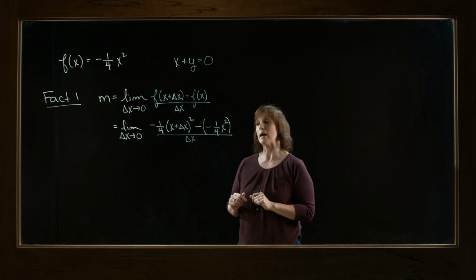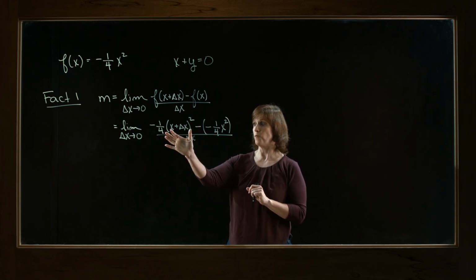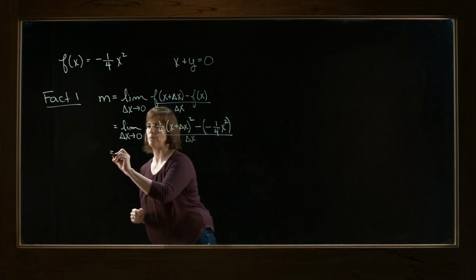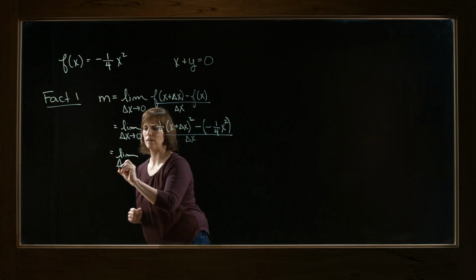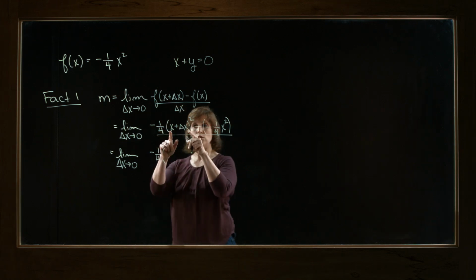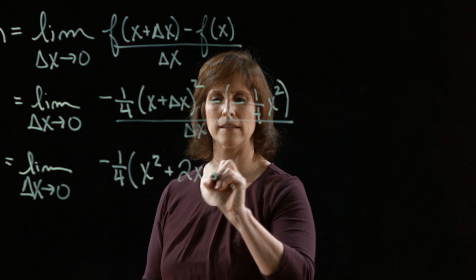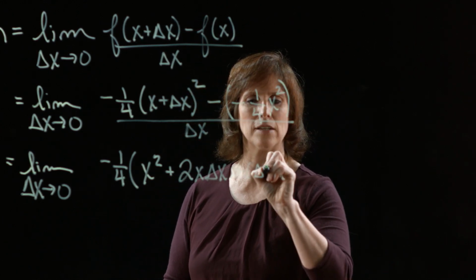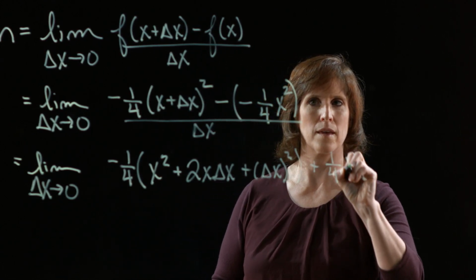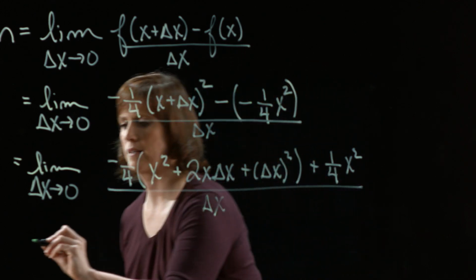In order to evaluate this limit, I'm going to need to do some algebraic manipulation of this expression, which is going to mean foiling out x plus delta x and also combining some like terms. So let's see what happens. The limit as delta x approaches 0 of -1/4. When I use FOIL on this piece, I'm going to end up with an x squared plus 2x delta x plus delta x squared, and then I have a plus 1/4 x squared all over delta x.